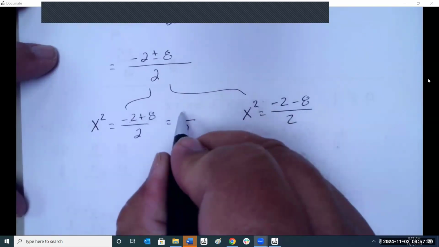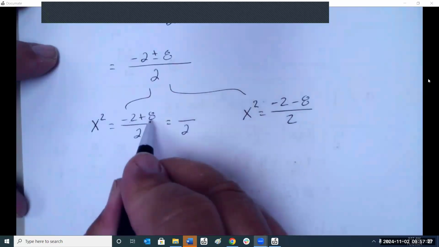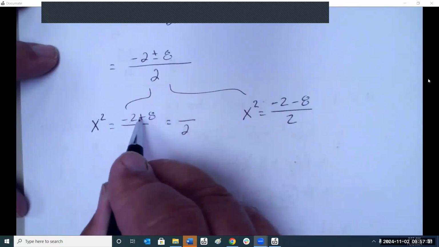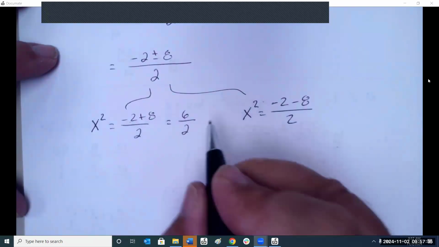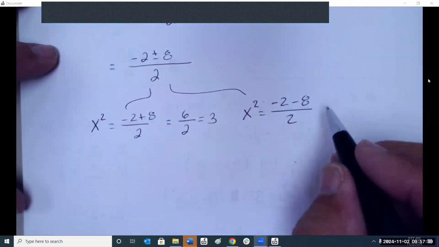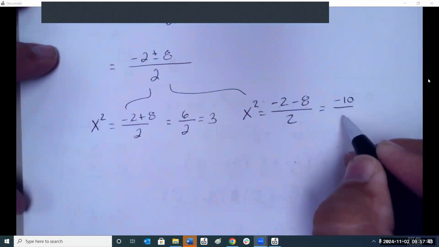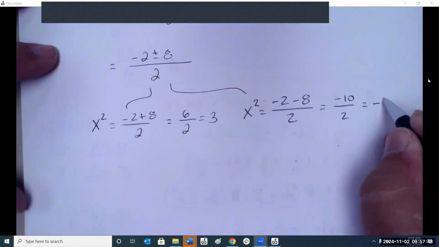Negative 2 plus 8 is? The opposite signs, so 8 is bigger, so its answer is positive. 8 minus 2 is 6. 6 divided by 2 is 3. Negative 2 minus 8 is negative 10. Negative 10 over 2 is negative 5.